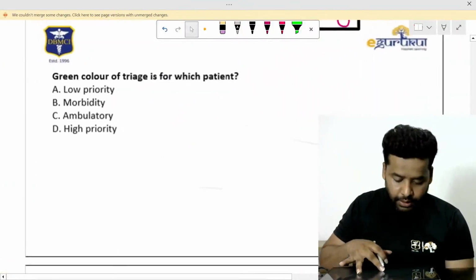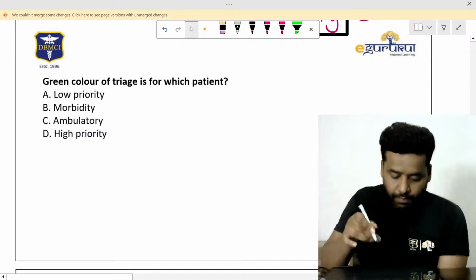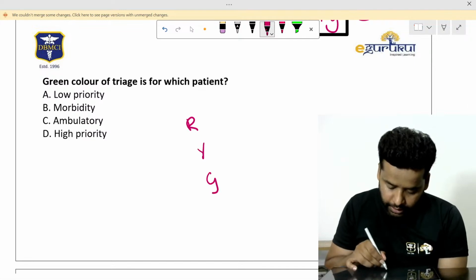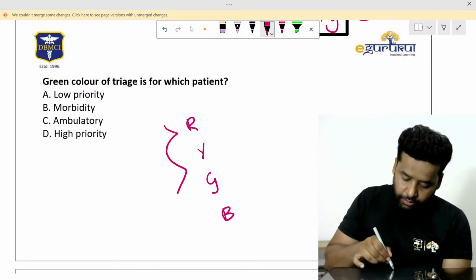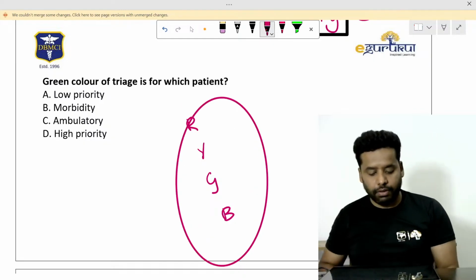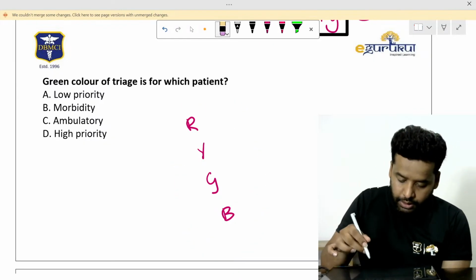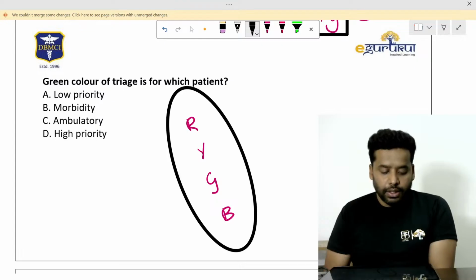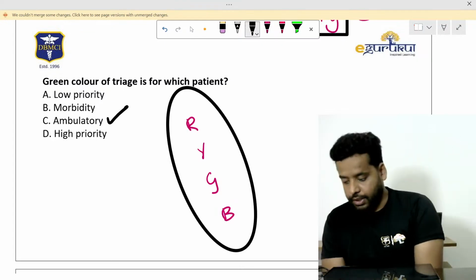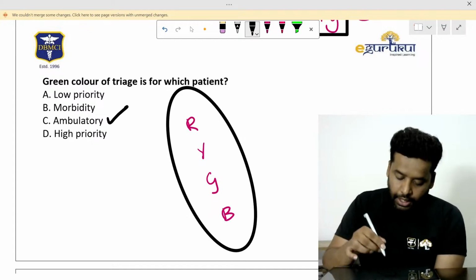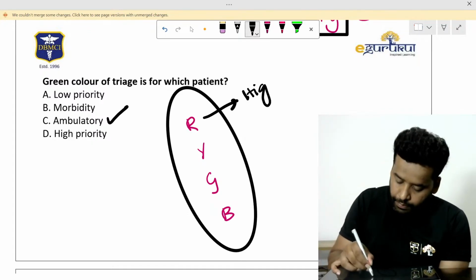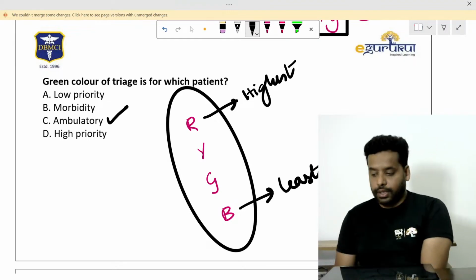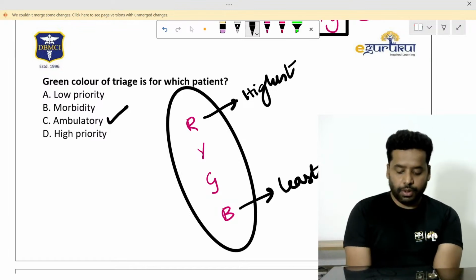Green color in a triage. It goes like a traffic signal. Red, yellow, green, then off, which is black. When you stand at a signal, it will be like this. Green color indicates ambulatory patients, but the highest priority is for red and the least priority is for black.